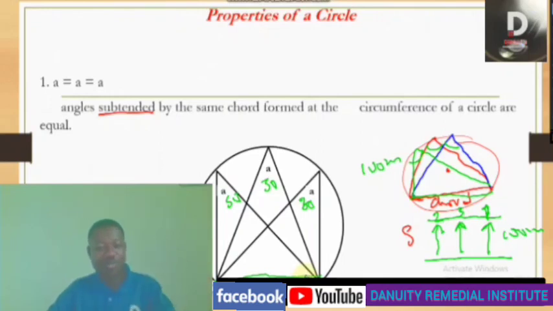So, if you want to put the statement, which you don't need anyway: angles subtended by the same chord formed at the circumference of the circle are equal. Full stop. Are you okay now? Thank you.